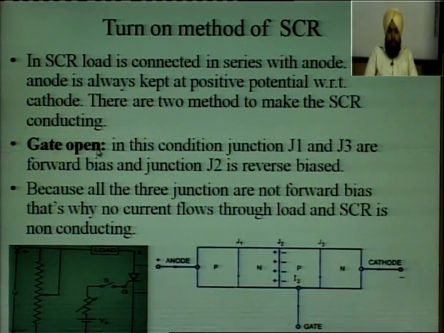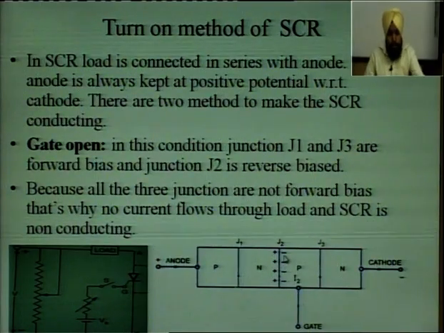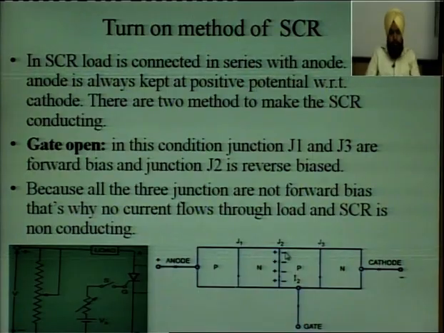Now the gate was open, and we keep on increasing the forward voltage. Then a point will come where this junction J2 will break. When this junction J2 breaks, the current from anode to cathode will start flowing. So, two cases we see when the gate is open. First, no current will flow; second, current will flow, but only after the forward breakover voltage. So, junction J2 will break after the forward breakover voltage.